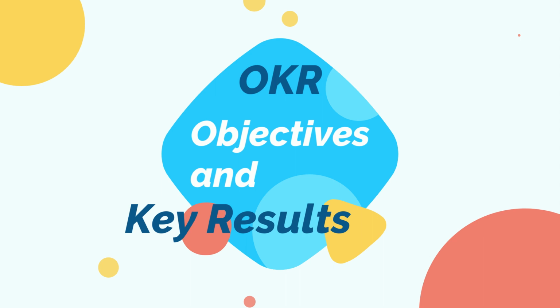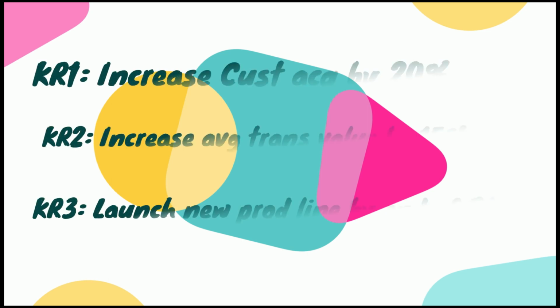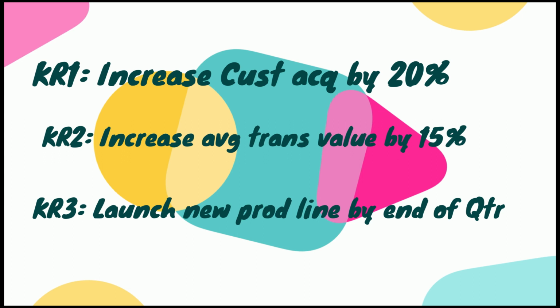The main idea is to have a clear objective that is specific and measurable, and then measure progress towards that objective with key results. For example, let's say a retail company's objective is to increase revenue. The key results for this objective could be KR1, increase customer acquisition by 20%. KR2, increase average transaction value by 15%. And KR3, launch a new product line by the end of the quarter.